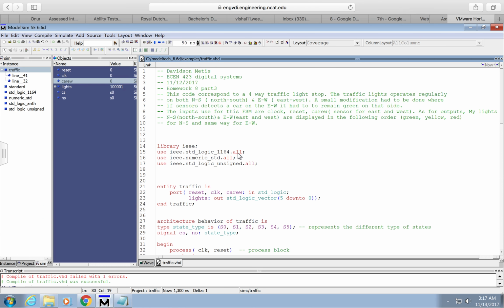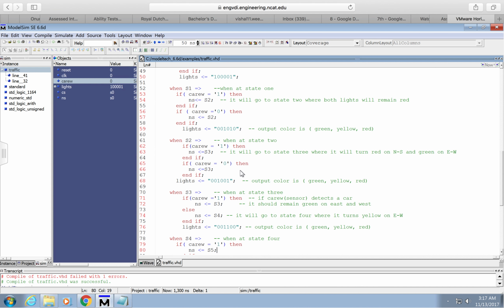Moreover, in my code I have comments to help one visually see the clock, reset, and car east west, which is a sensor that detects for the east and west traffic light when there is a car present. North and south has green, yellow, red, and east and west is the same way. So I just put it as one separate whole output.